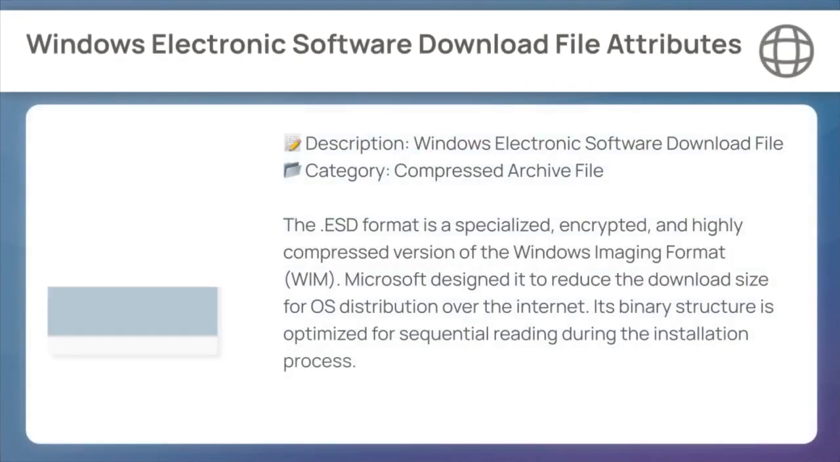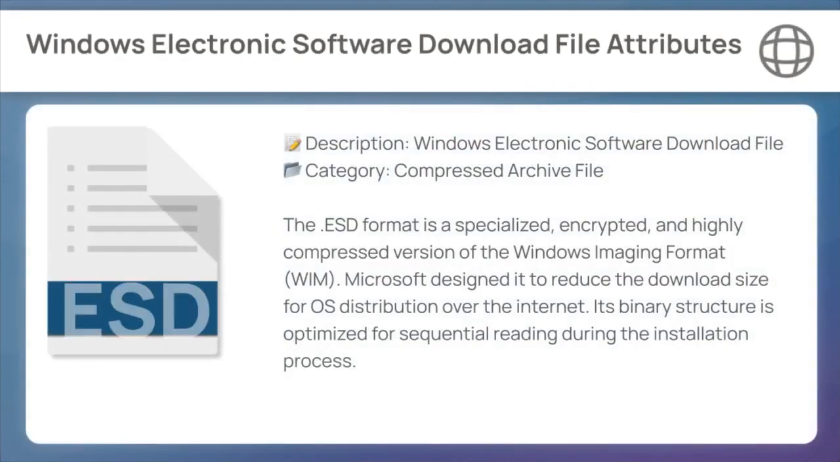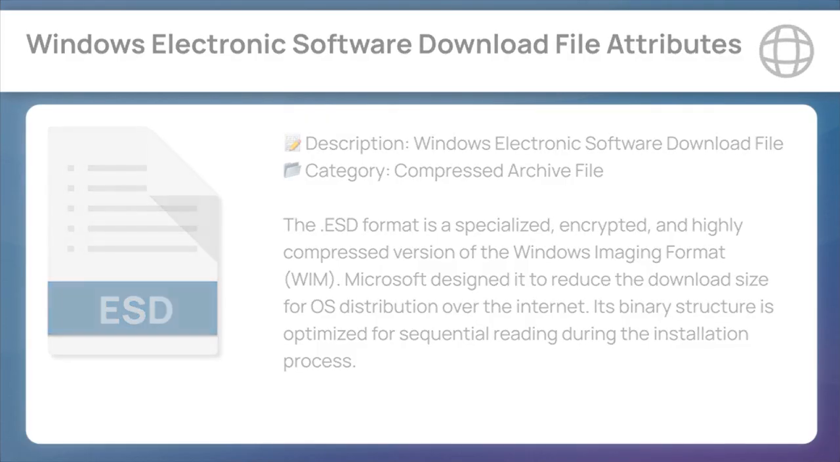The ESD format is a specialized, encrypted, and highly compressed version of the Windows imaging format, WIM. Microsoft designed it to reduce the download size for OS distribution over the internet. Its binary structure is optimized for sequential reading during the installation process.